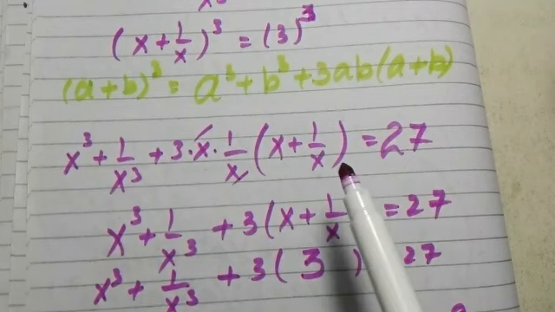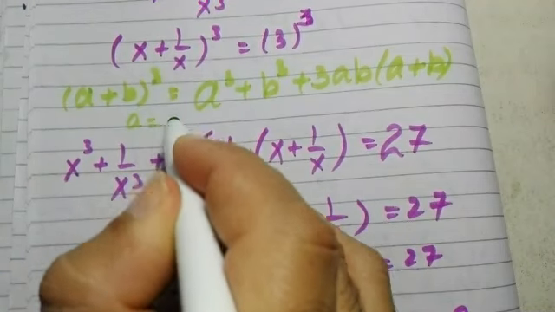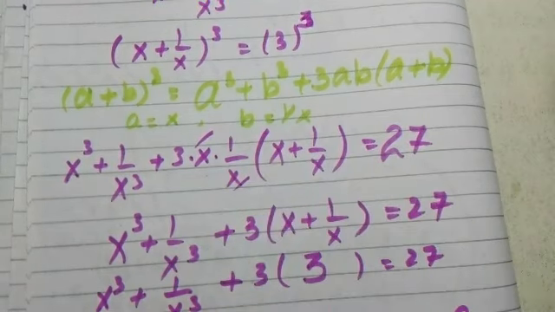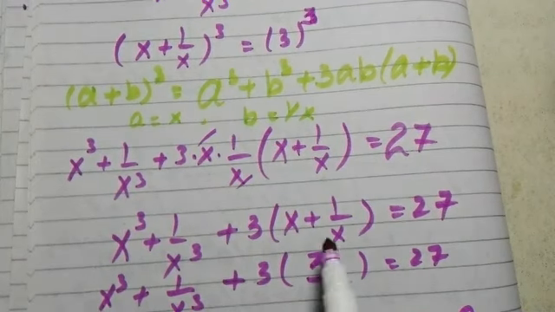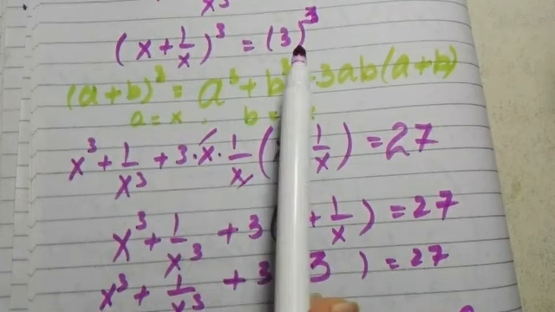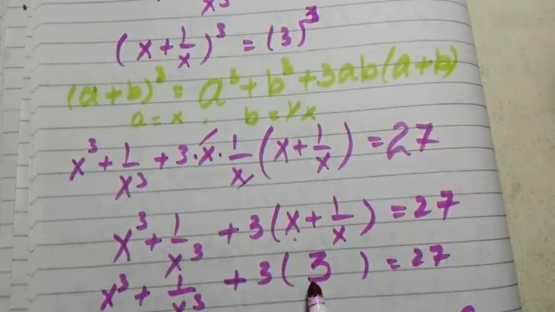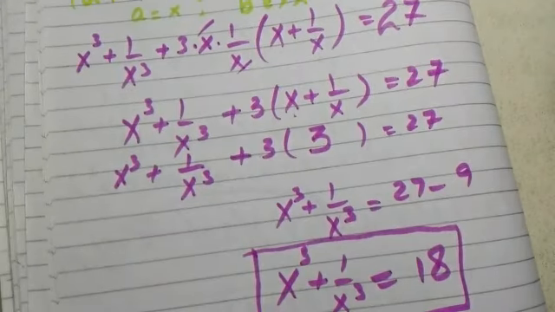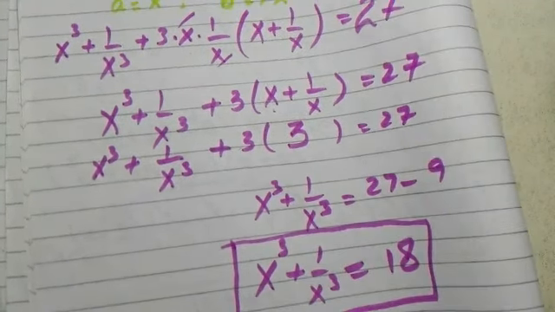In fact, you are taking a equals x and b equals 1 over x. Then by using the above formula, you will expand the left hand side, and x plus 1 over x is already written. You can see that x plus 1 over x was 3. So substitute the value right here. x plus 1 over x equals 3. 3 times 3 is 9. And then you will shift the 9 on the other side. 27 minus 9 will give you 18. This is the answer of the question.